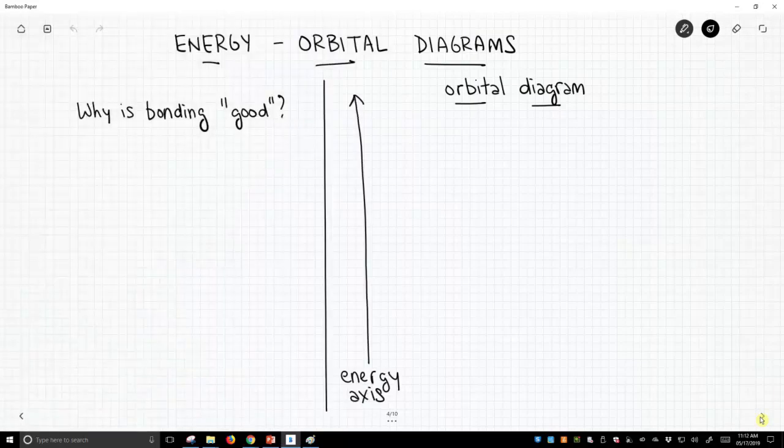So why is bonding good? People say that it's a good thing to form bonds. When they say good, they're not talking about good versus evil. They're talking about good energetically. So good is a way we describe things that are energetically favorable.